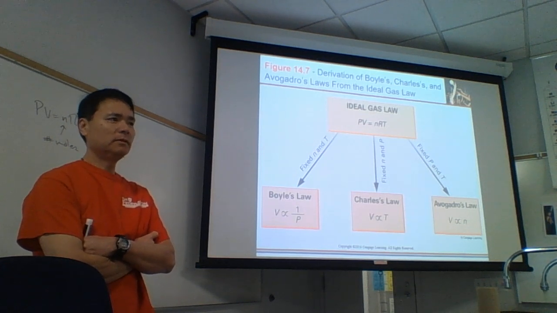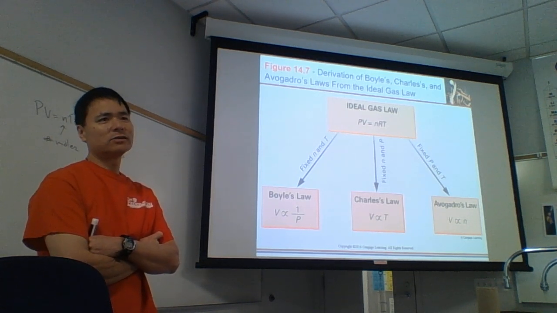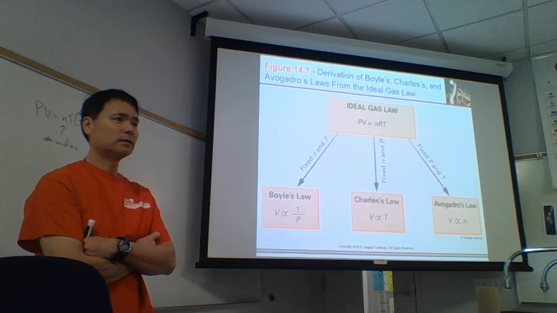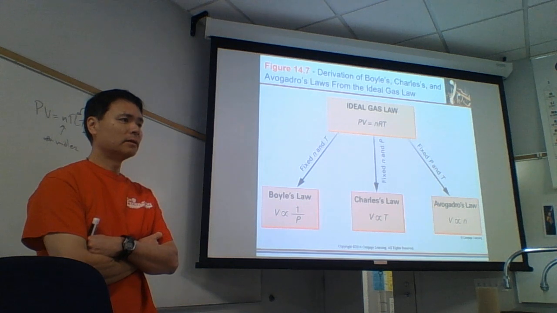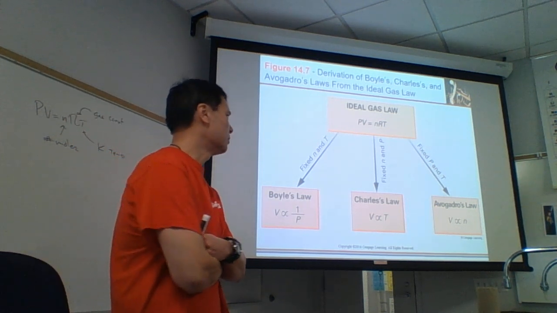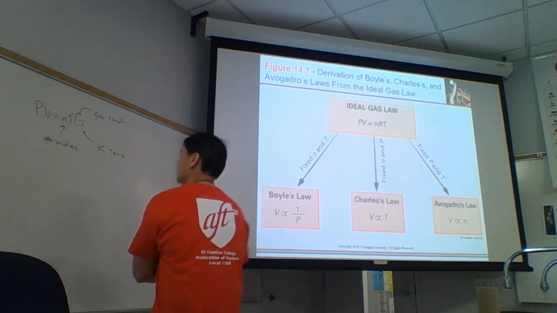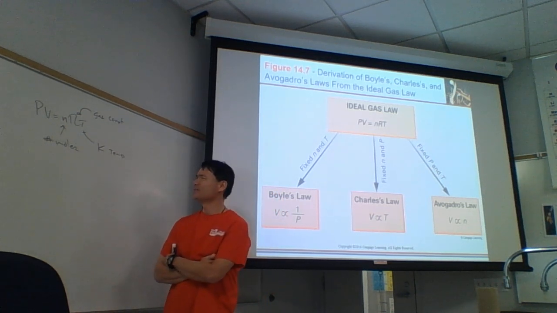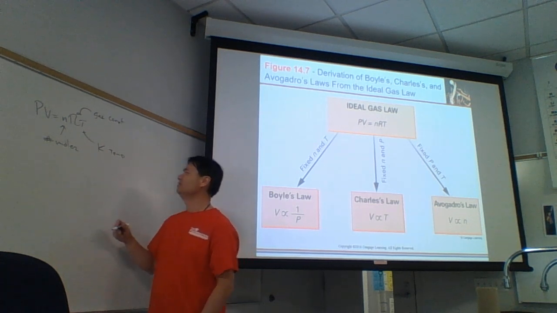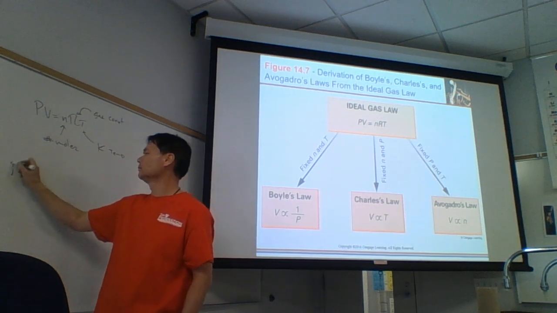For volume, gallons or liters? Which one's more common? Liters. In science, liters. Gallons are more common with everything else. Number of moles is just number of moles. T is Kelvin temperature.